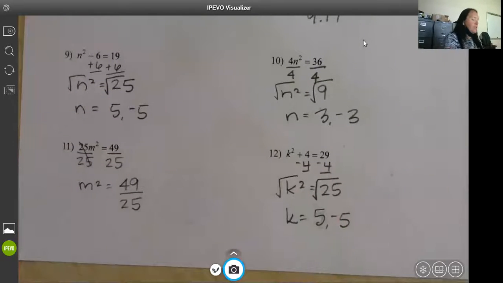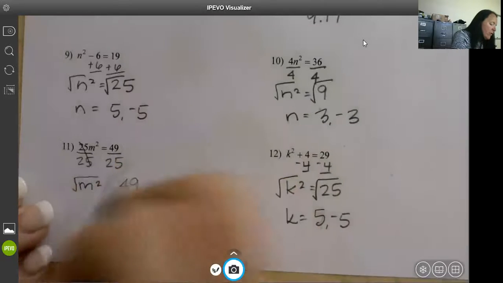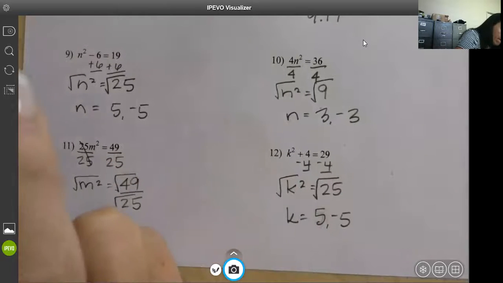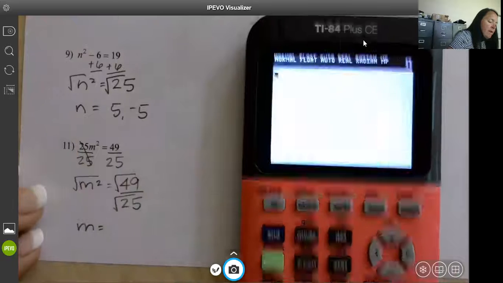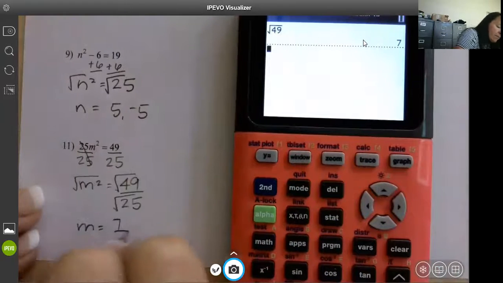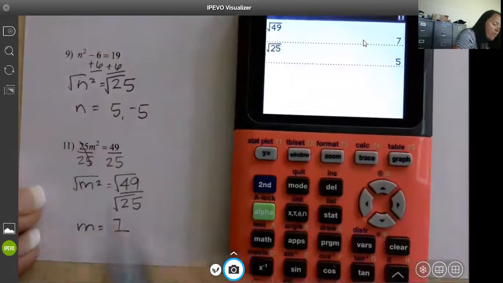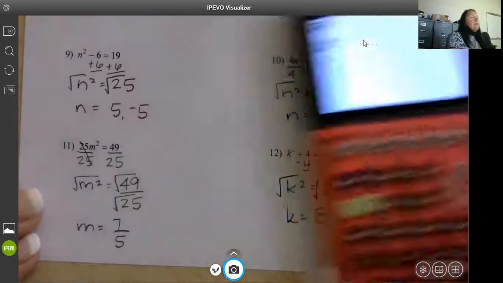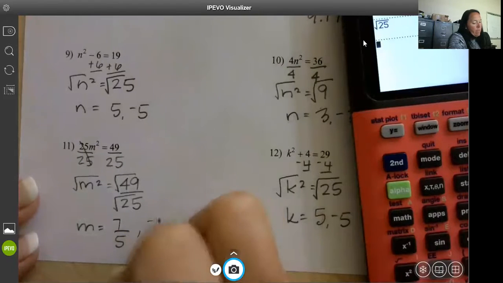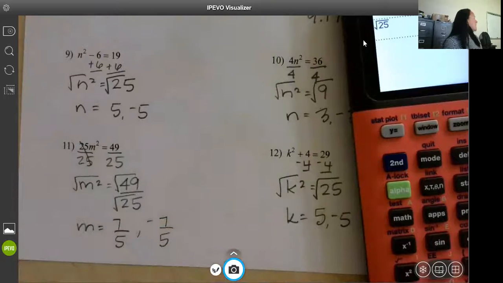So here's how you do fractions. When you do the square root over here, you do the square root of the top and the square root of the bottom. M equals, and in my calculator, square root of 49 is 7. Square root of 25 is 5. What else do I need to remember? Another one. One is positive, one is negative.